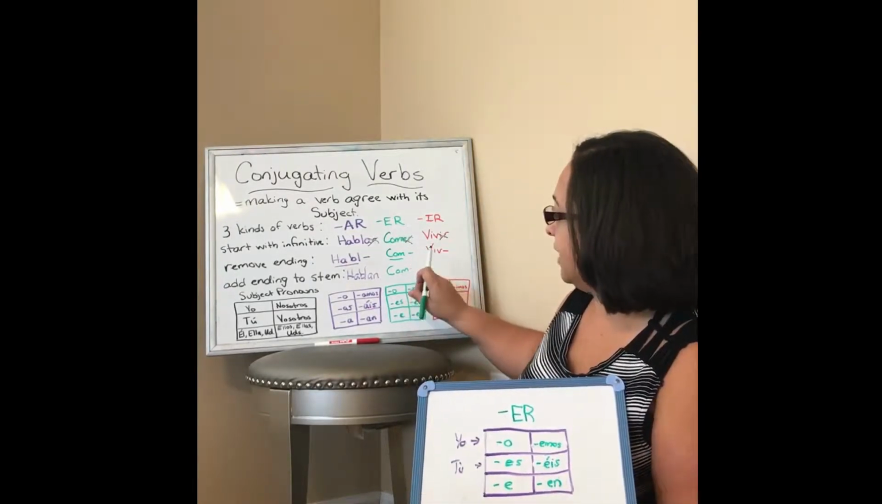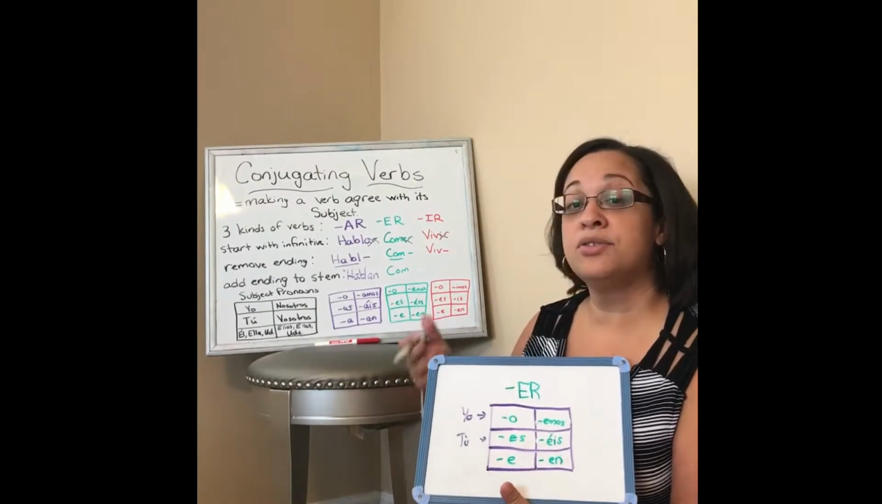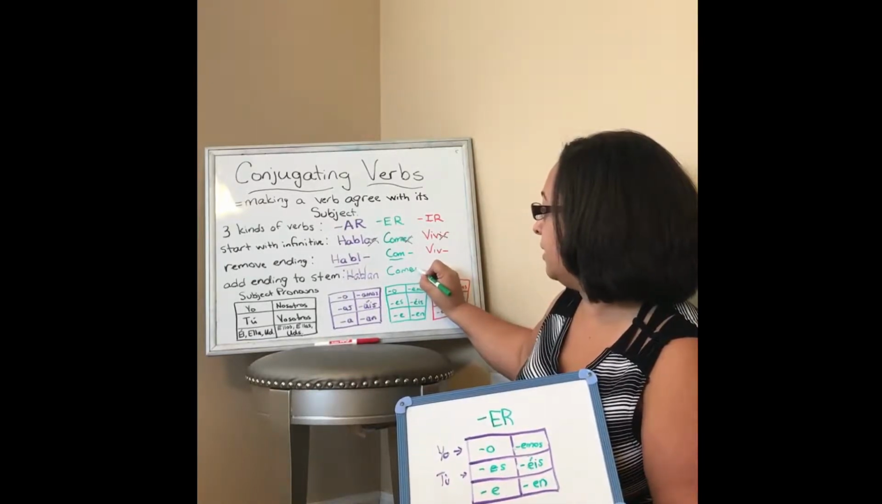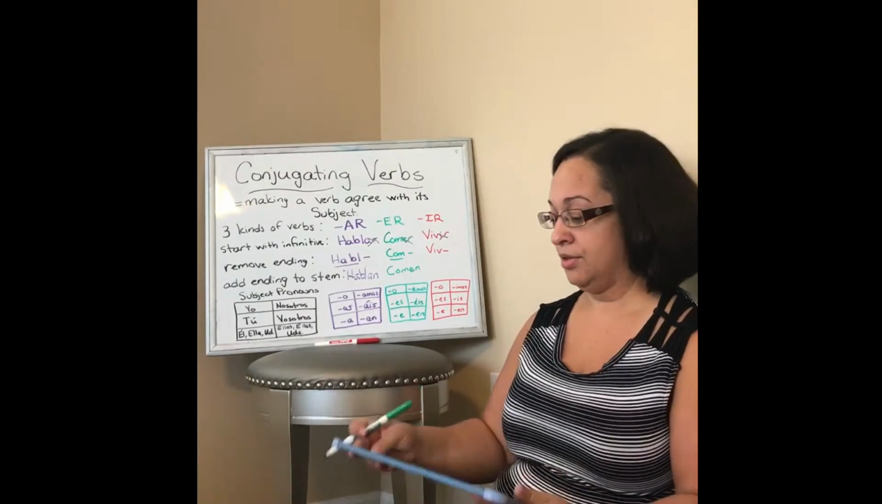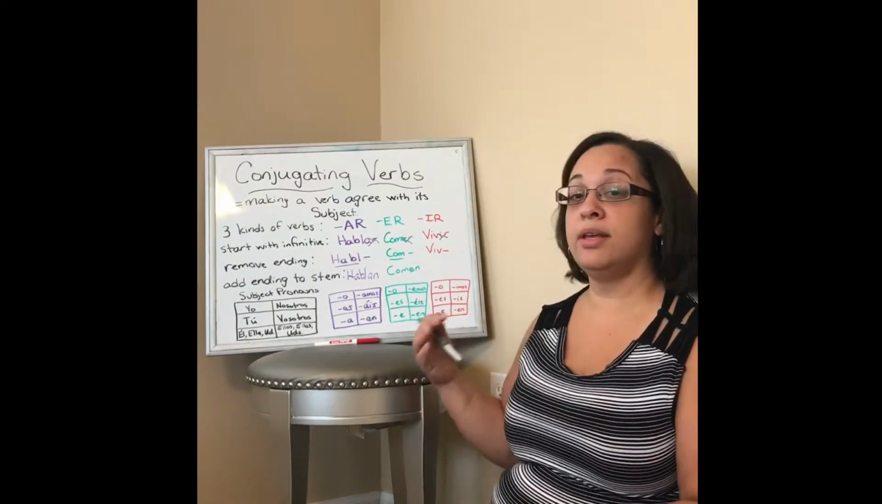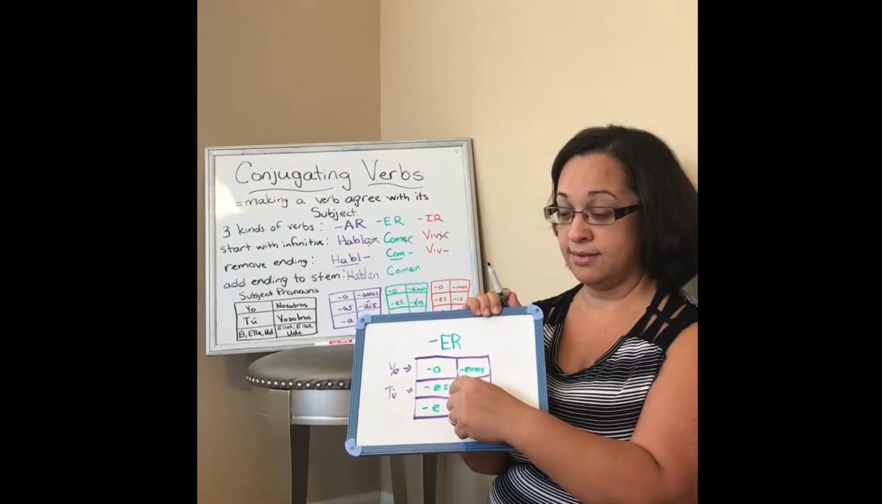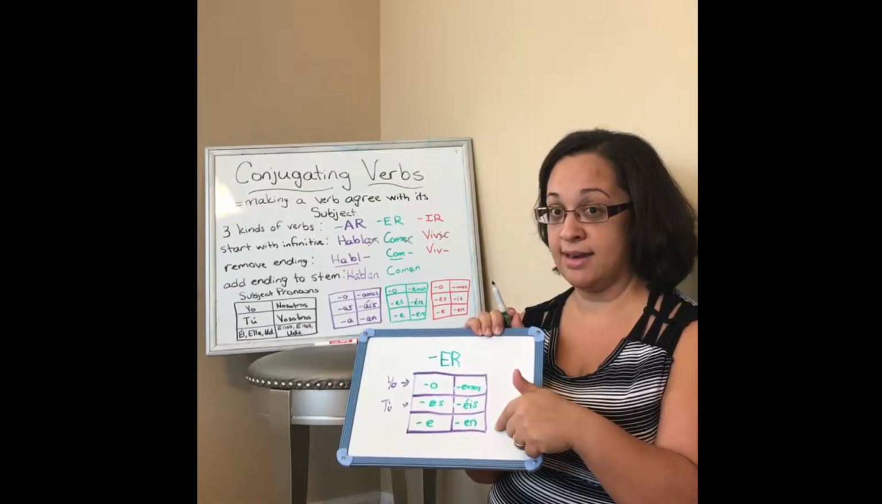And then the last one would be they. So ellos, ellas, ustedes comen. E-N, comen. Okay, so that would be for all ER verbs. Again, that's o, es, e, emos, éis, en.